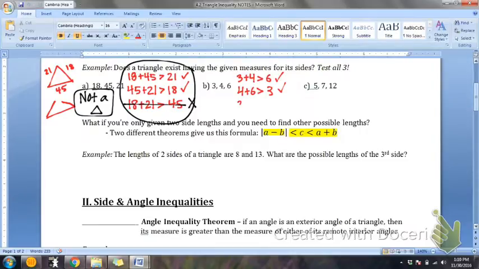And the last pair would be 3 plus 6. Is that greater than 4? 9 greater than 4? Yes. So notice that we had to check all three sets to see if it was a triangle, and I would say yes. These three measurements can make a triangle.